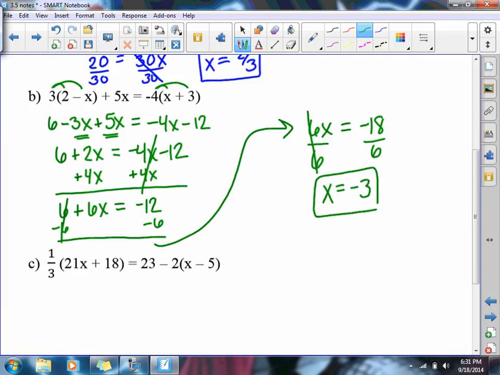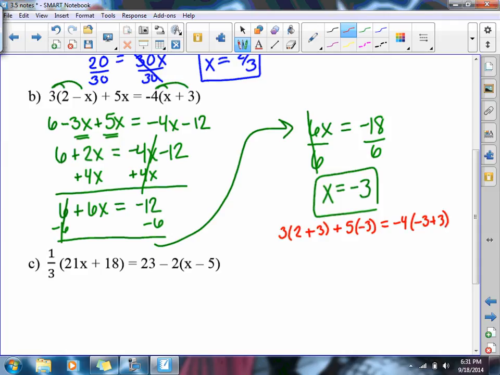Now again, I could check my answer. I could substitute the negative 3 back into the original problem where the x is. If I did that, I would have 3 times 2 minus a negative 3, which is plus 3, plus a 5 times a negative 3 equals negative 4 times a negative 3 plus a 3.